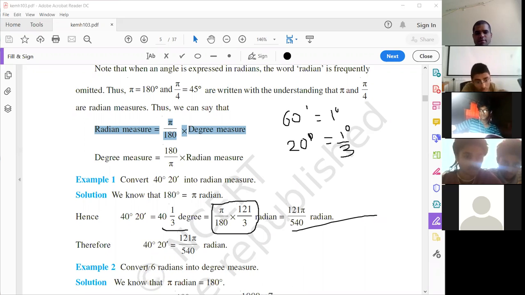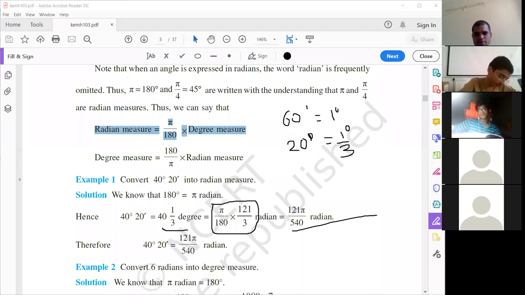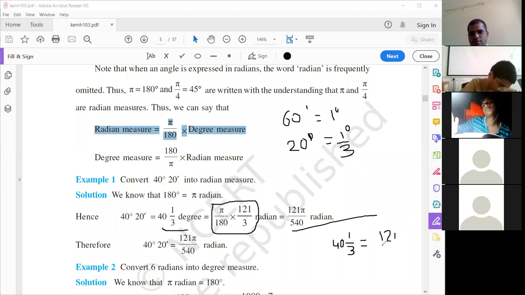Now this second example: convert 6 radians into degrees. Prabhuji, after 41 by 3 degrees, I didn't understand. Oh, you don't know how to write improper fraction and proper fraction? 40 and 1 by 3 can be written as 3 into 40, which is 120, plus 1, which is 121 by 3.